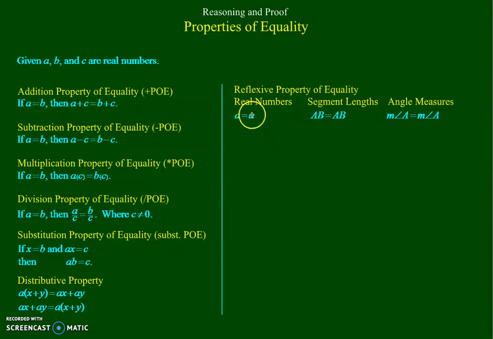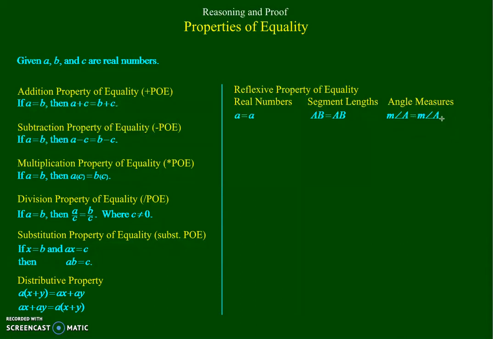So when the value is the same on both sides of the equal sign. Now this works for real numbers. If you have real numbers a and b, or a, b, and c, or whatever, a equals a, b equals b, c equals c. Line segment lengths, segment AB equals segment AB, angle measures. The measure of angle A equals the measure of angle A.